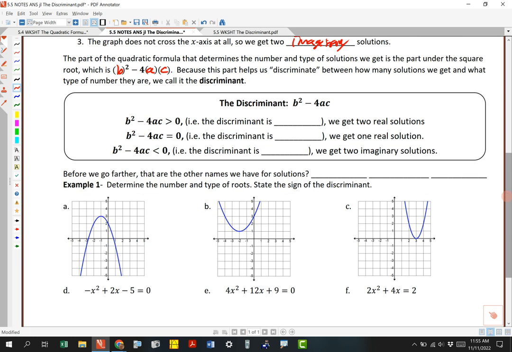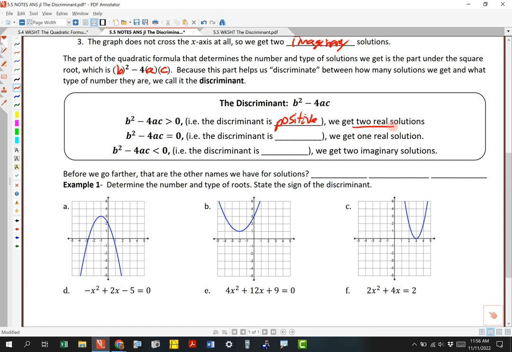So if anytime anybody in the future says, hey, what's the discriminant? You say the discriminant is b squared minus 4ac. And if you got numbers for a, b, and c, you plug them in and you find the value of the discriminant. Okay? So follow along here. If b squared minus 4ac, or in other words, if the discriminant is greater than 0, which is another way of saying the discriminant is, what is it? Positive. Okay, it's positive.